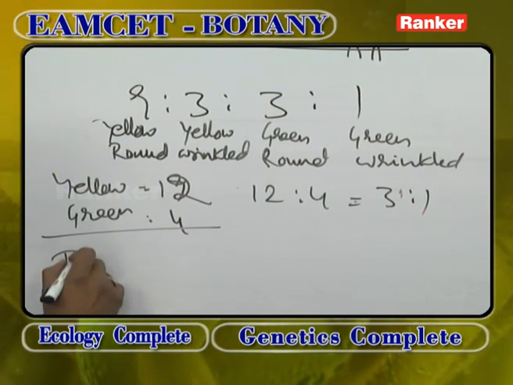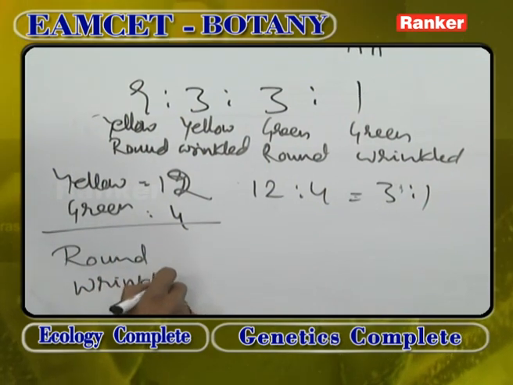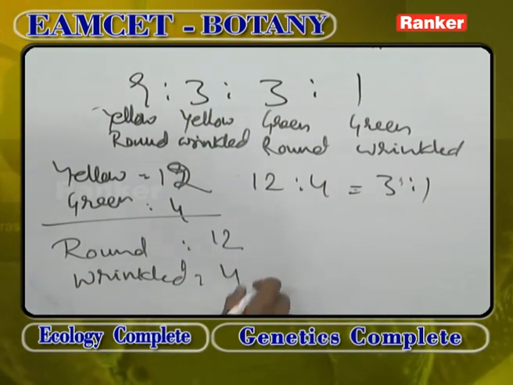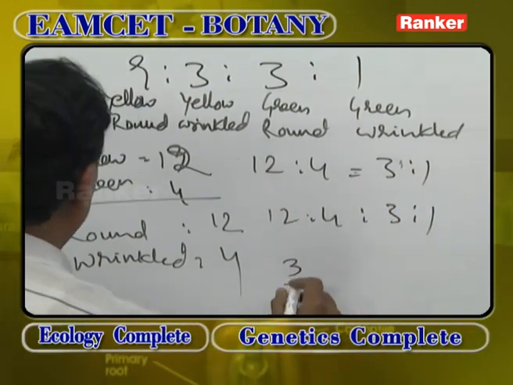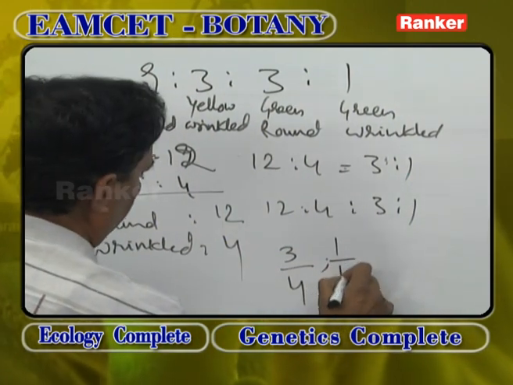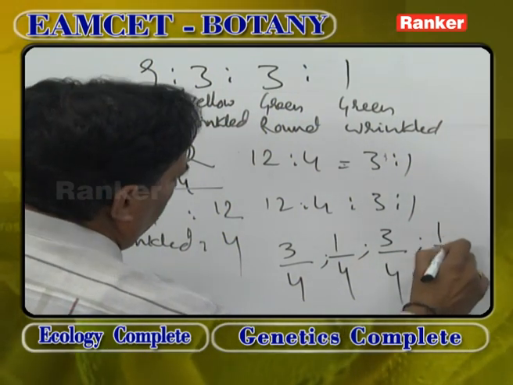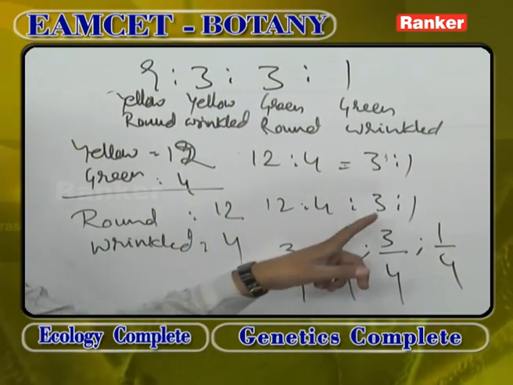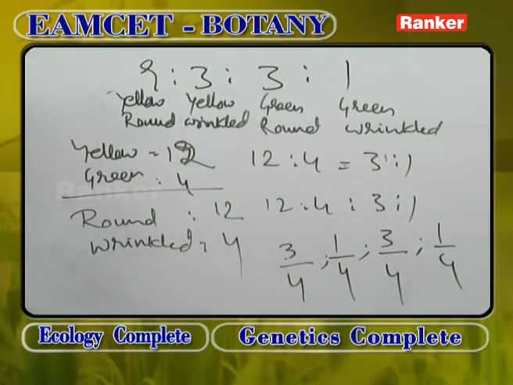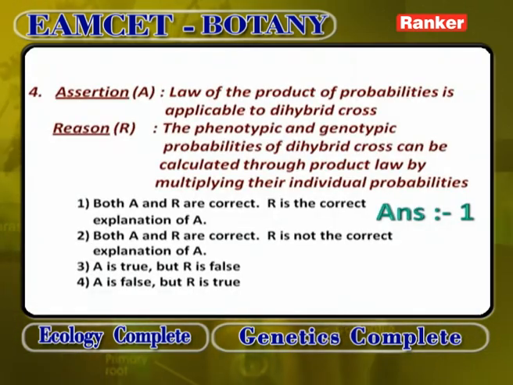When you take only the nature of the seed coat, round and wrinkled, again round seeds are 12 and wrinkled seeds are 4. Again 12 is to 4, it is 3 is to 1. So the probability of yellow is 3 by 4, the probability of green is 1 by 4, the probability of round is 3 by 4, and the probability of wrinkled is 1 by 4. So when it comes to yellow and round, 3 by 4 into 3 by 4 becomes 9 by 16. Like this, by the product law, one can easily identify the combination. So the first option is correct. A and R are correct, and R is the correct explanation.